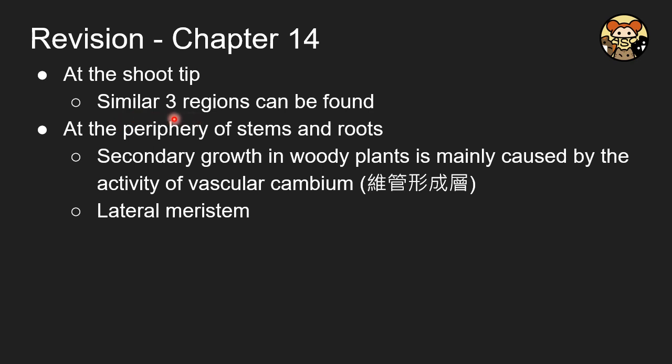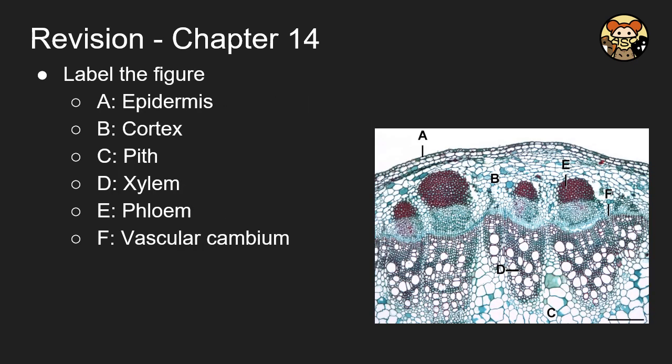Similarly, there will also be three regions that can be found in the shoot. However, for the periphery of the stem, that is the lateral one, the lateral meristem, the secondary growth is governed by the vascular cambium, and it is commonly found in woody plants, that is the trees that we see. So here is a labeled diagram, and the vascular cambium is labeled as F, that is this region.